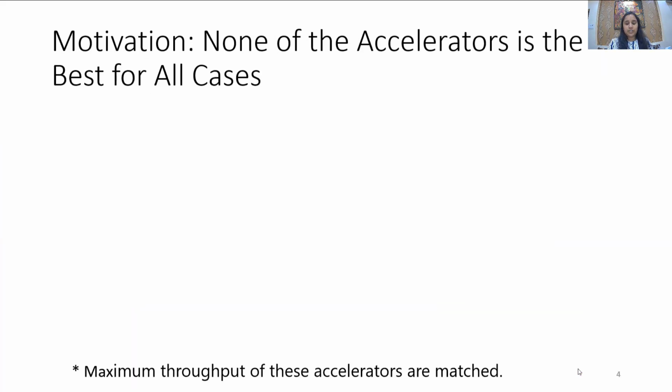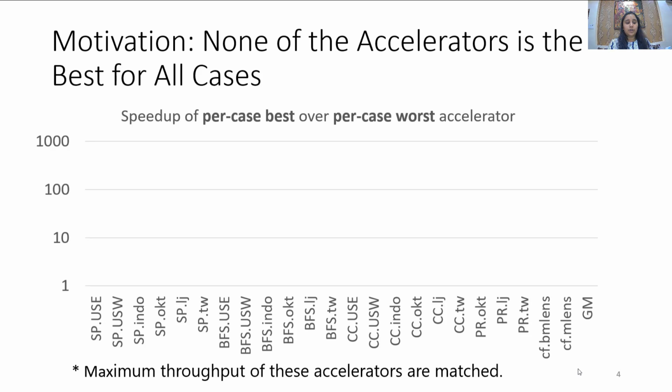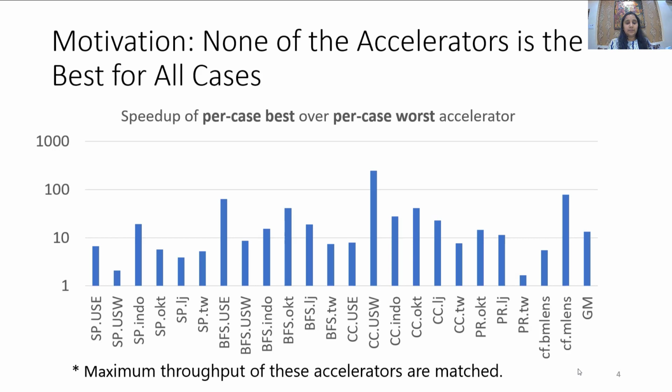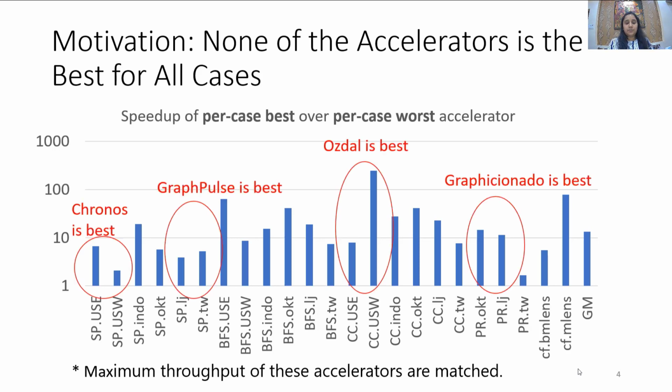To answer this question, we evaluated 4 prior accelerators on a broad set of input workloads and graph types. In this graph, the y-axis represents the speedup of per case best over per case worst accelerator. We find that there can be orders of magnitude performance differences even among the application-specific architectures. More interestingly, all of these prior accelerators perform best on at least one of the scenarios. Therefore, we can neither rule out one of these accelerators nor choose the optimal one. Such confusion in the relationship between the accelerator design and performance calls for a systematic analysis.